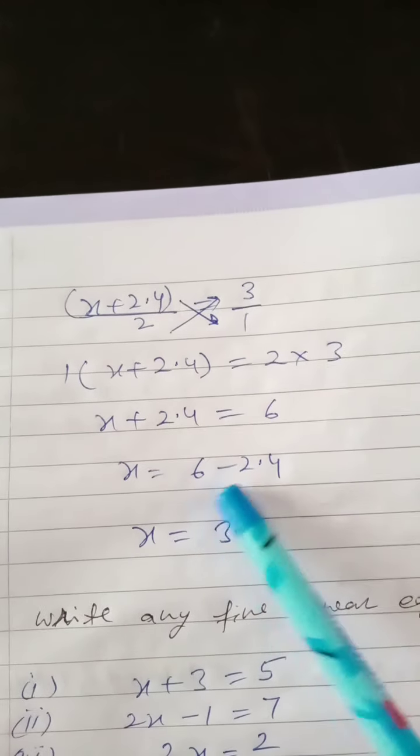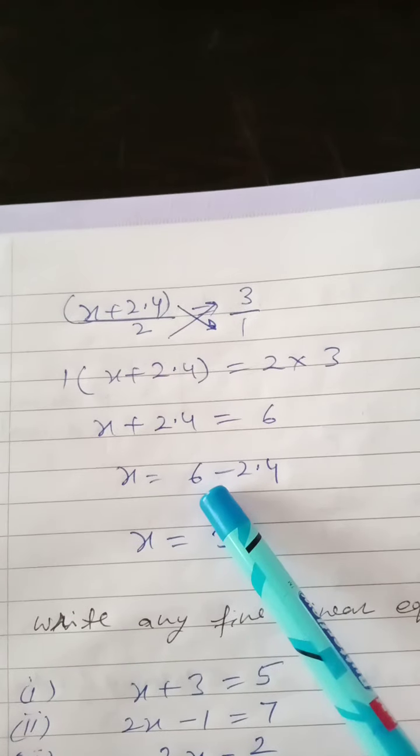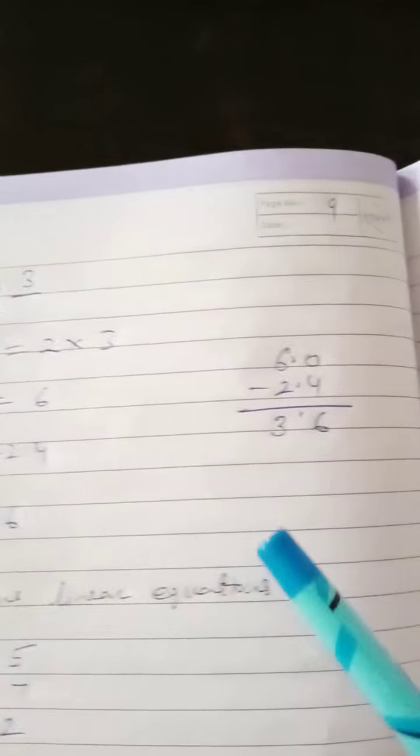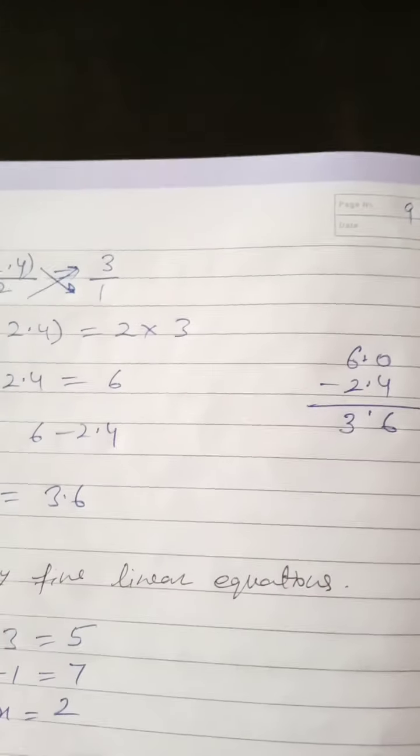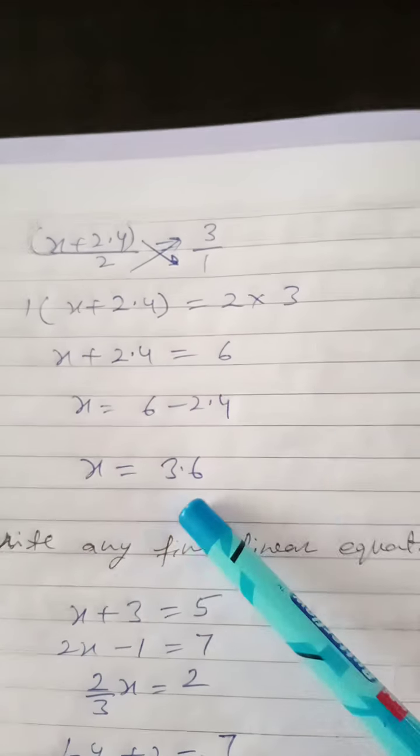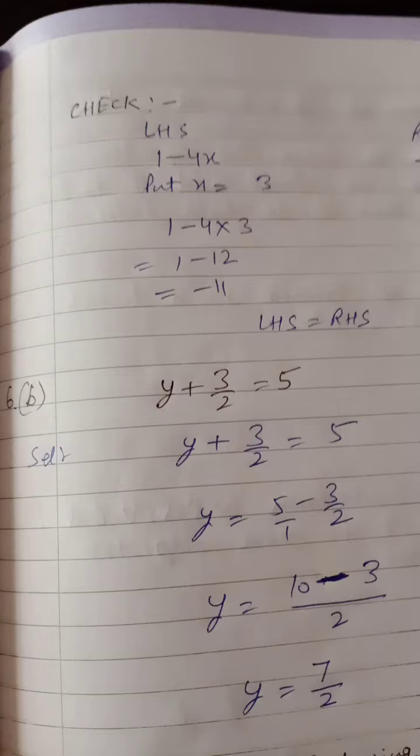So this 2.4 will go to the right hand side, and the sign will be changed. So when we subtract them, we will convert it into like decimals. 6 can be written as 6.0. See here, 6.0 minus 2.4, we will get 3.6. So its answer will be x is equal to 3.6.